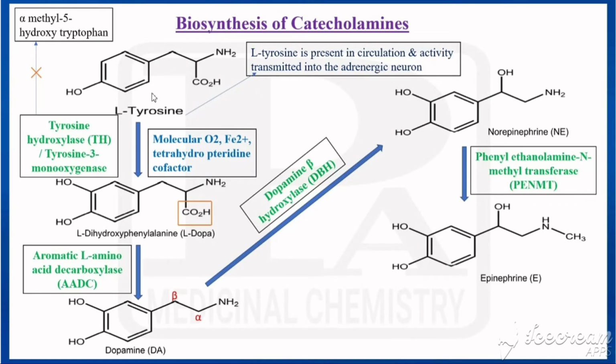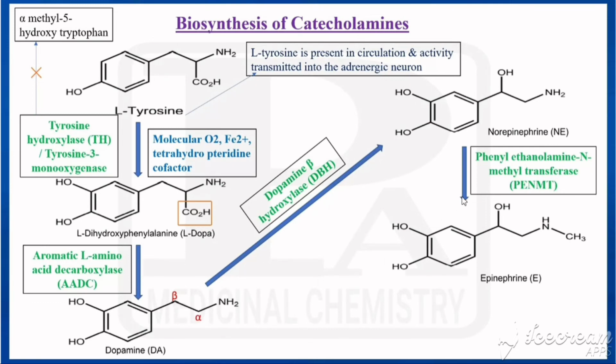So what have we taken here? The starting material is tyrosine. With the tyrosine, in the third position we are adding one more hydroxy group with the help of the enzyme called tyrosine hydroxylase or tyrosine 3-monooxygenase. So what are you getting? L-dihydroxyphenylalanine or L-dopa. This is an aromatic L-amino acid, so from that carbon dioxide is going to be removed. That's why aromatic L-amino acid decarboxylase. With the help of this, carbon dioxide is removed and we are getting dopamine.